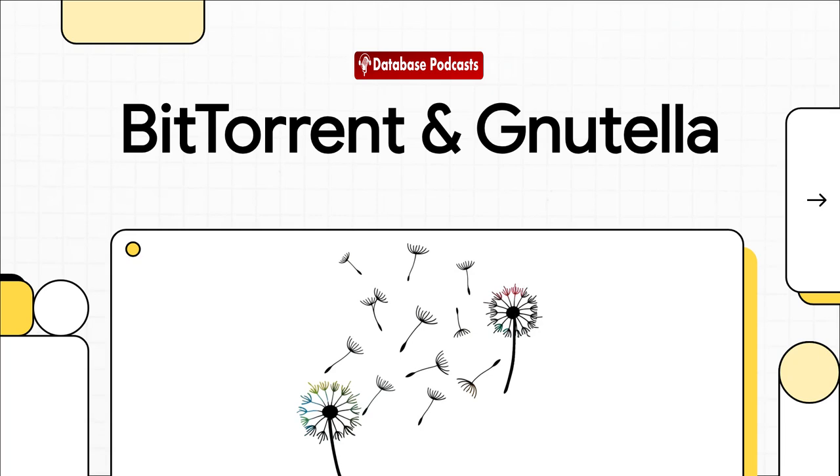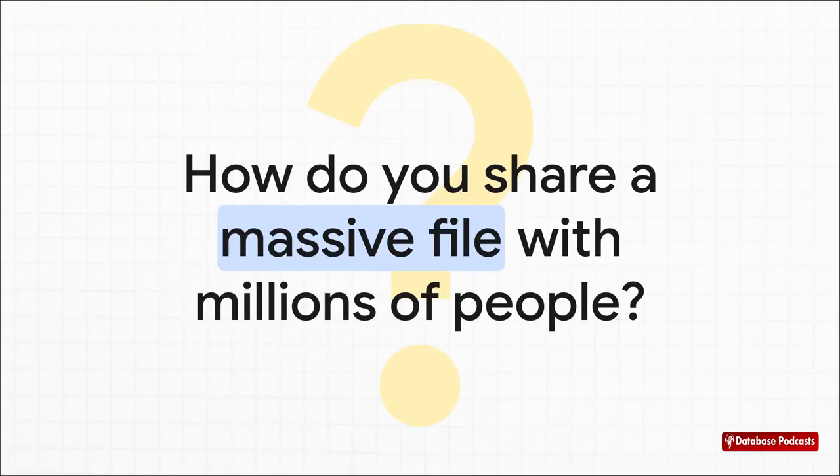Today, we're going to dig into two absolute legends of peer-to-peer systems, two platforms that really changed the game for sharing information online, BitTorrent and Gnutella. So let's kick things off with a classic internet headache. I mean, a really big one. Picture this. You've got a massive 100 gigabyte file, and you need to get it to a million people. How in the world do you do that without your server just completely melting down?